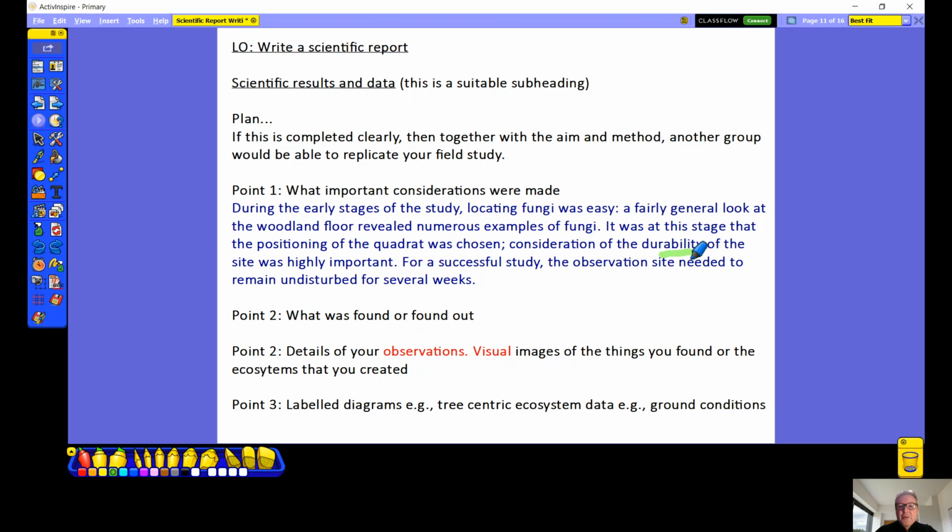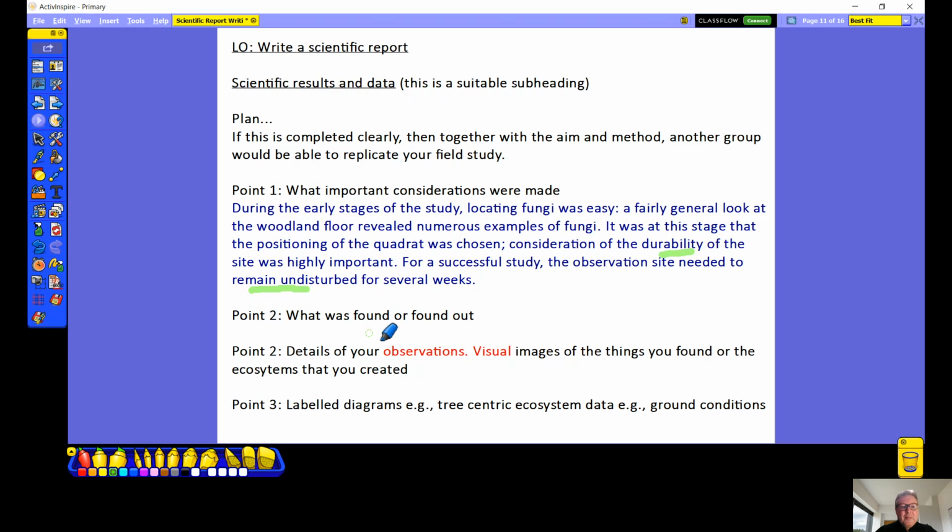So there's the link between what I'm calling the durability and the fact I want it to remain undisturbed. So when you are choosing the position of your quadrat, you often put them away from a well-trodden path. Some people put them a little bit into the undergrowth. I remember Emma Cowlard doing that. And so this preserved your site. Of course, you had to have a site with fungi in, because that was your start point.